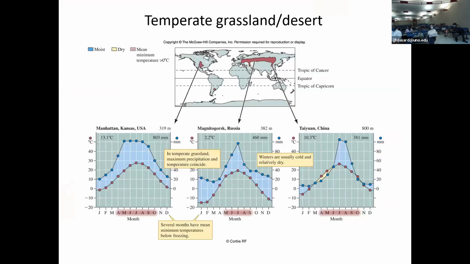Okay, so here's some examples here. You can see that for the grassland areas, you do have moisture exceeding demand most of the year, not always, but mostly. But the amount by which it exceeds demand is not as great as it would be if you could support a forest.